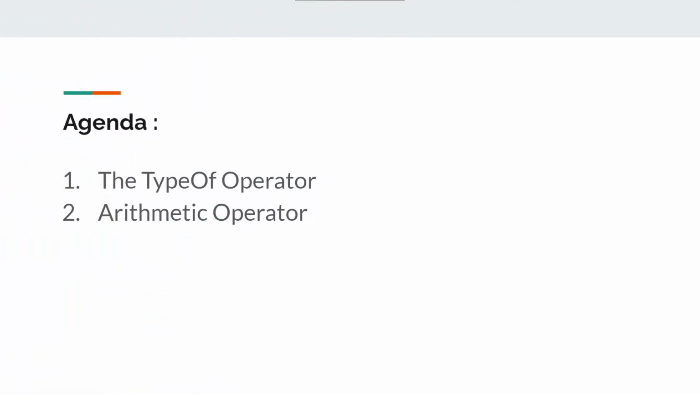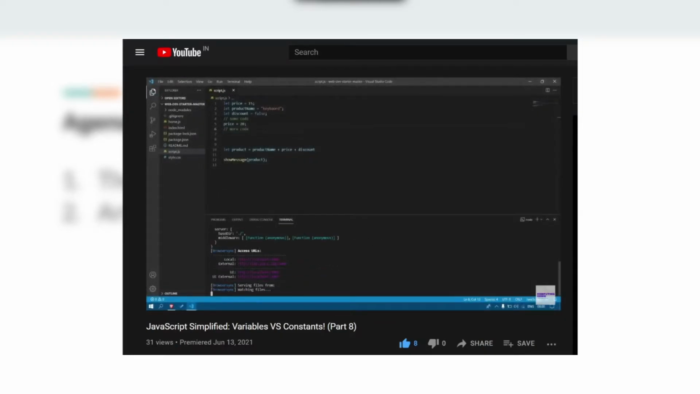In this video, we'll be looking into the typeof operator and see how it works. We will also be looking into the different arithmetic operators in JavaScript. In the last video, we looked at the differences between a variable and a constant in JavaScript.